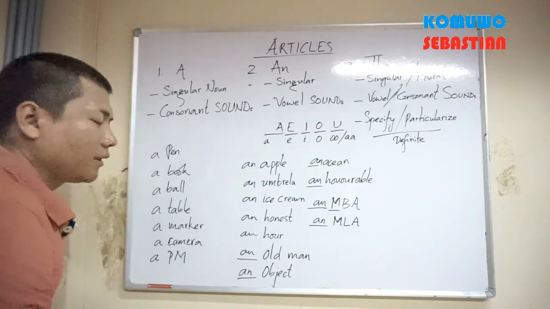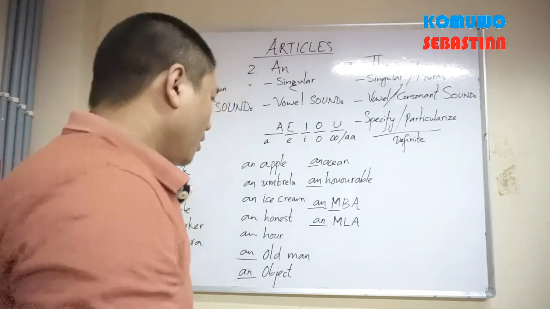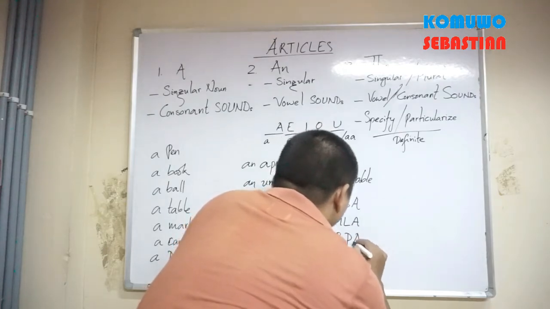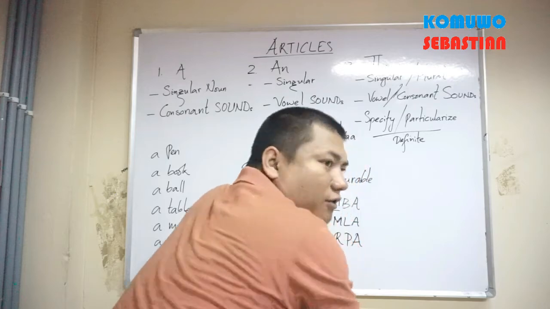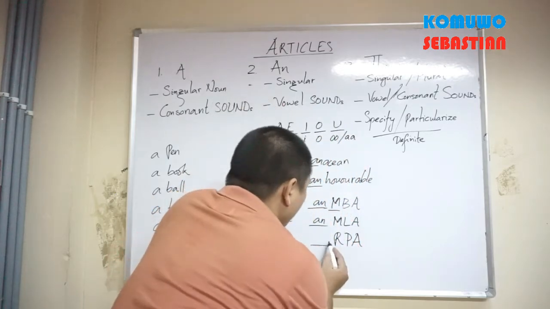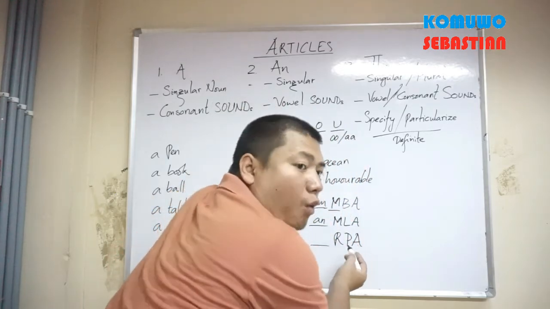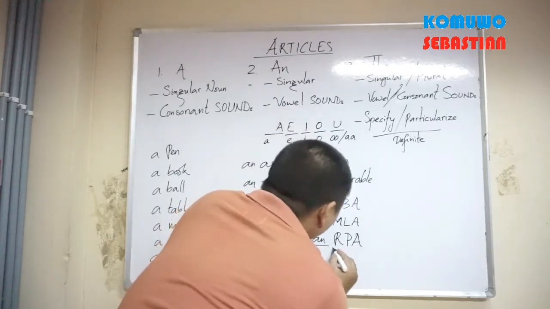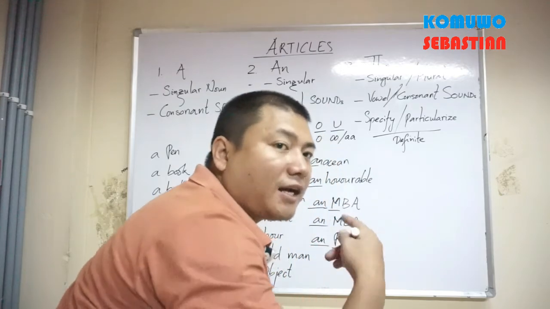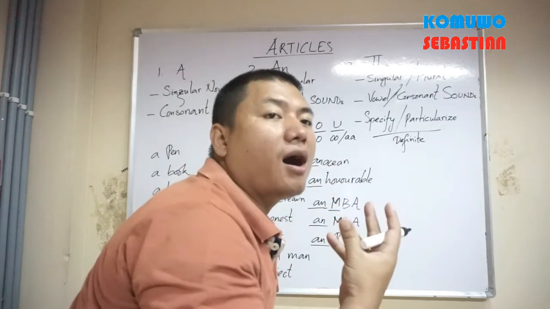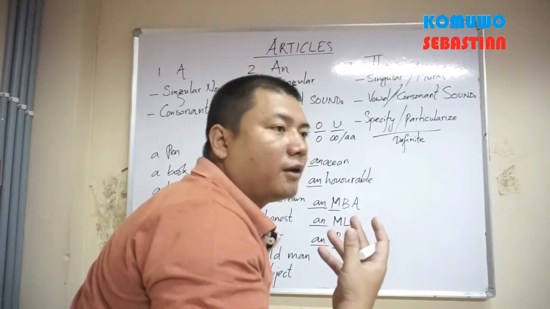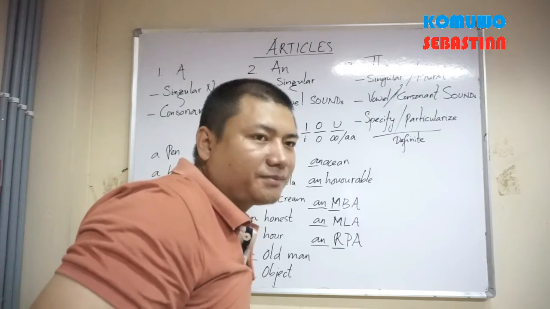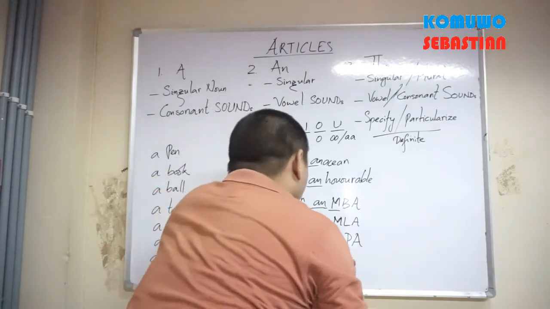Okay, sir. One more word is RPA. An RPA developer. Oh yes, RPA. So you guys are RPA developers, right now learning RPA, so we can also go for this. So an RPA. Why? Because R starts with a vowel sound. See, the sound of this R starts with a vowel sound, R. Okay, we call these semi vowels. Yes. Give me some more examples.